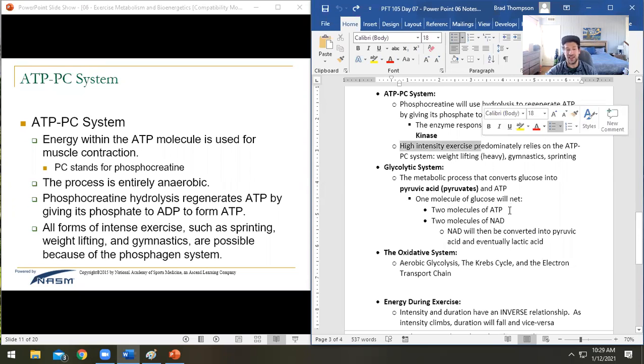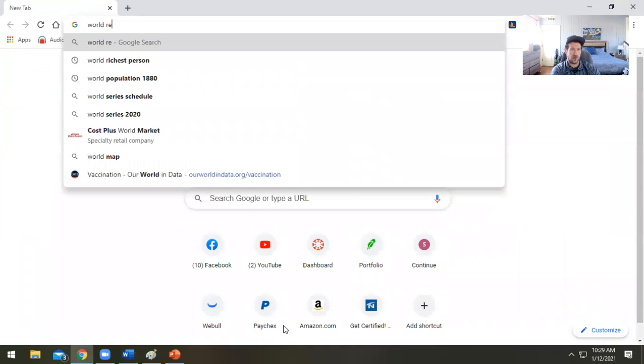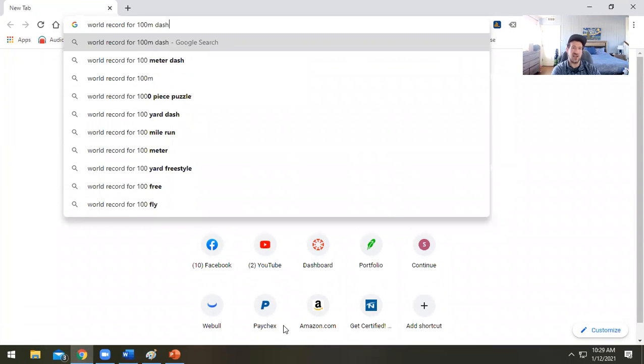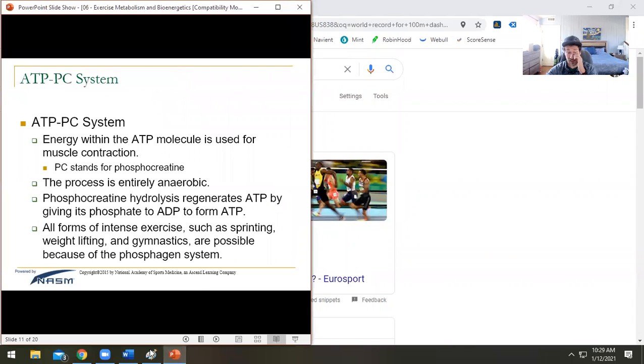So this is very high intensity lifting, weightlifting, gymnastics, which are super explosive. That's the thing. It doesn't always have to necessarily just be heavy. It can also be really explosive, right? Like sprinting, like, let's see, what's the world record for the 100-meter dash? 9.58 seconds. Usain Bolt, right? A little over 9.5 seconds, right? That's pretty freaking fast. And that is definitely just in that ATP-PC system, right?